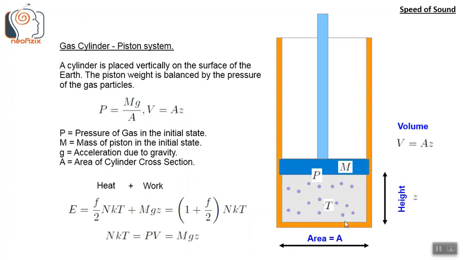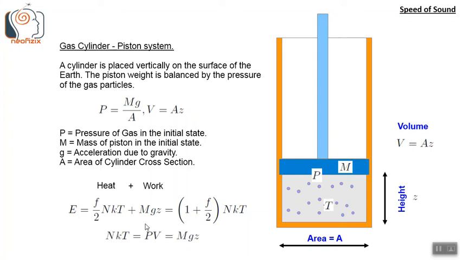So basically volume becomes just cross section area into height, V equals A into z, and the pressure is mass into gravity divided by area of cross section. This is force per unit area, which is pressure. So this relationship will hold good in this cylinder piston system.